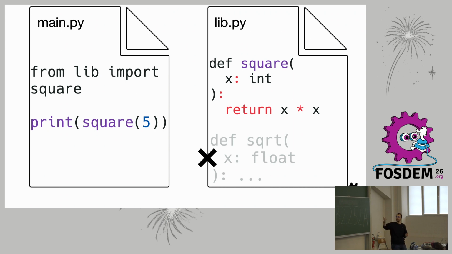So when I open main.py in my editor, TY only infers the types in lib.py that I actually need. And in this case, it would be the square function, and it would just skip over the square root function. And also, as you work with more and more files, it will type check those.